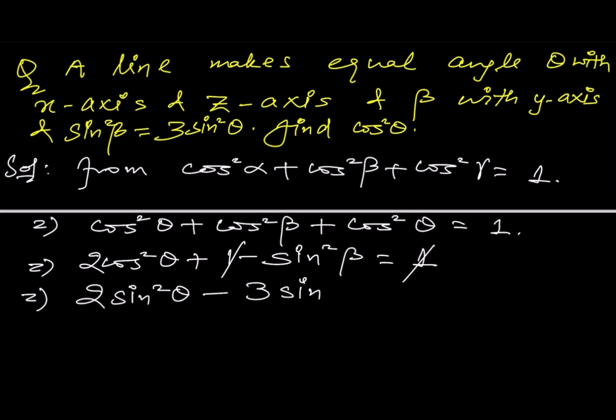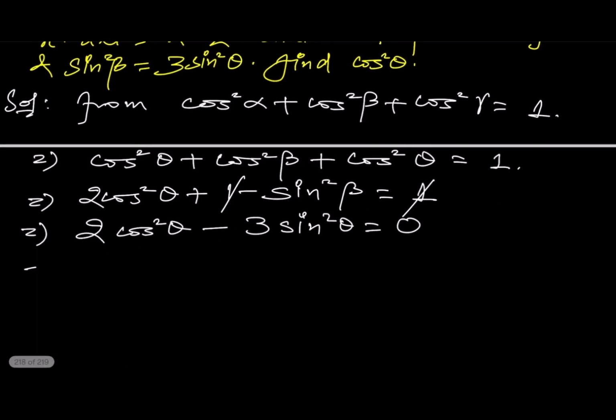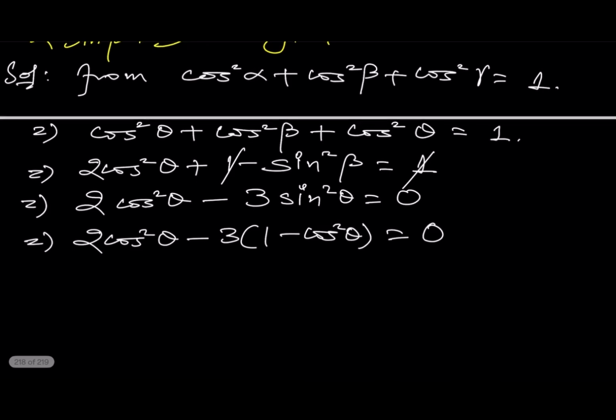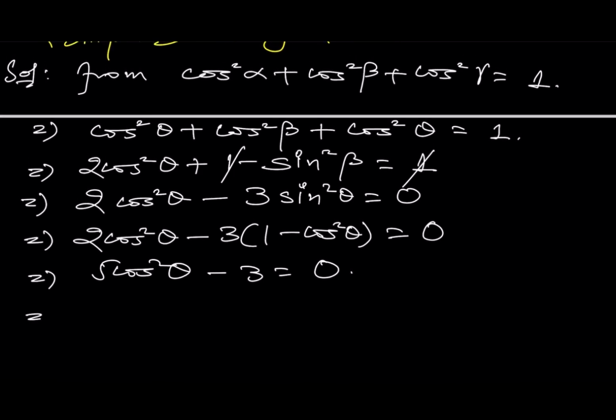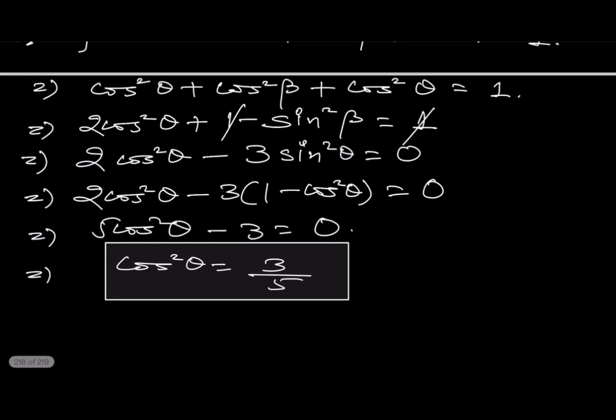3 sin square theta is equal to 0. Sorry, this is 2 cos square theta, right? And 2 cos square theta minus 3 times 1 minus cos square theta is equal to 0. So this will become 5 cos square theta minus 3 is equal to 0, right? So cos square theta will become 3 by 5. This is the final answer.